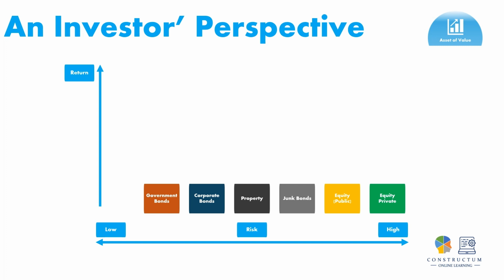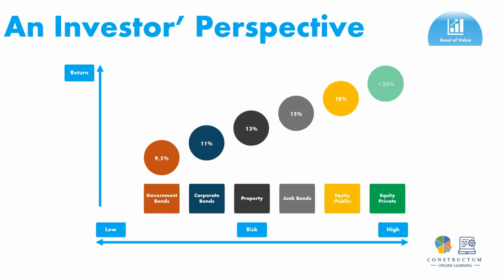If the yield on a 10-year government bond issued by the South African government amounts to 9.5% per annum, then it follows that the other asset classes must offer investors an increasingly higher rate of return in line with the increased level of risk. It is therefore reasonable for an investor to expect a rate of return exceeding 20% per annum for taking on the higher risk associated with an investment in private equity.